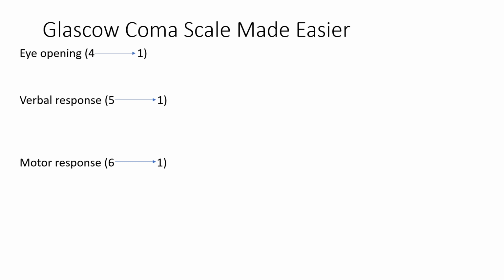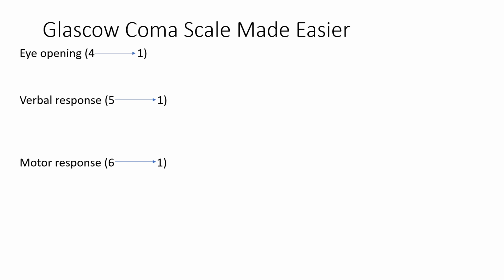This video is to help you remember the Glasgow Coma Scale a little easier, or at least we hope it's easier. So the first thing to know is the three sections that are scored, and it goes eye, mouth, motor. And conveniently, the numbers are 4, 5, 6. Eyes, you have 4 options, verbal, you have 5 options, and motor, you have 6. The other thing to remember is the lowest score is never a 0.